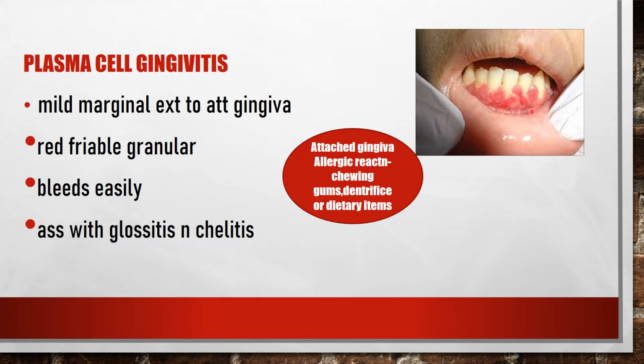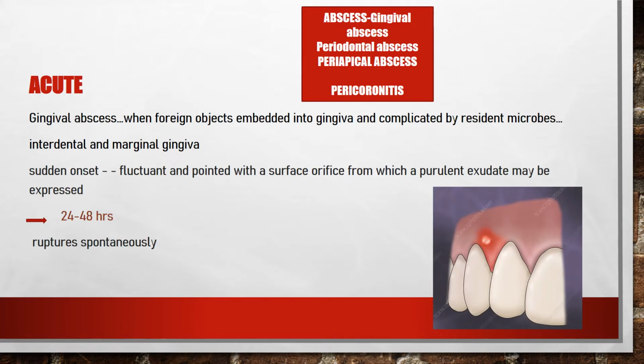That is a most peculiar thing with this plasma cell gingivitis. It usually occurs as an allergic reaction to chewing gums, dentifrices, or dietary items. So that comes under chronic inflammatory gingival enlargement. Next comes acute gingival enlargement. Under that, there are gingival abscess, periodontal abscess, periapical abscess, and pericoronitis.